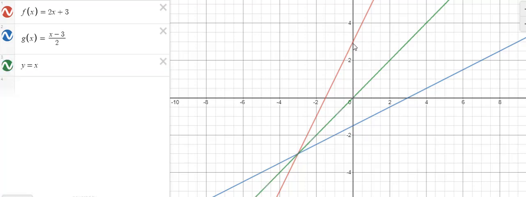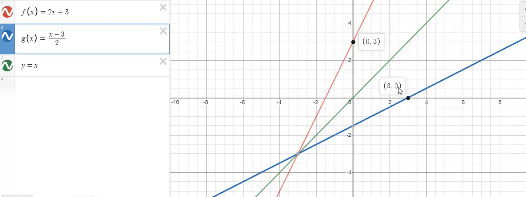Also, let's say you have a point 0, 3 on f of x, and guess what? You should have a point 3, 0 on g of x because their domain and range interchanged.